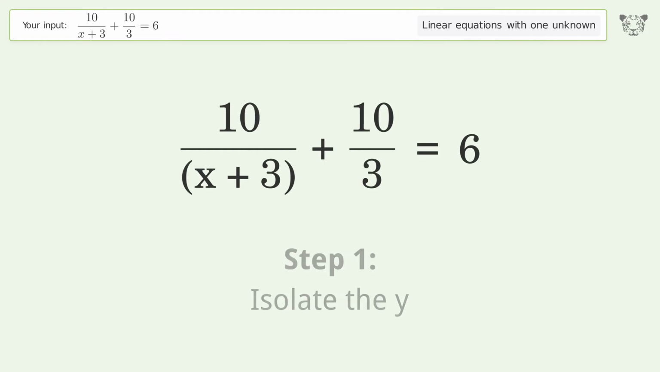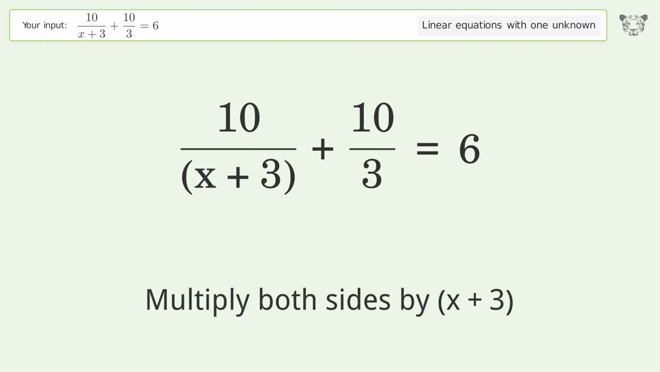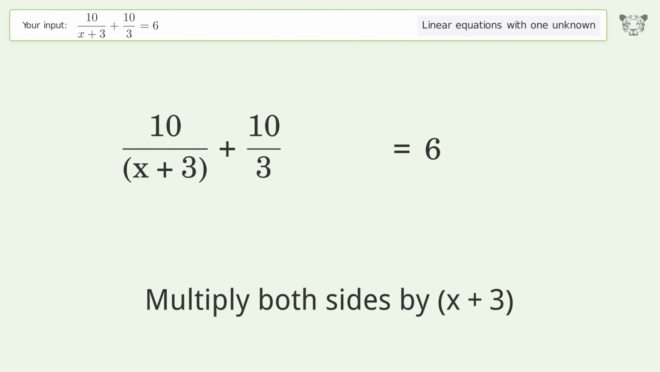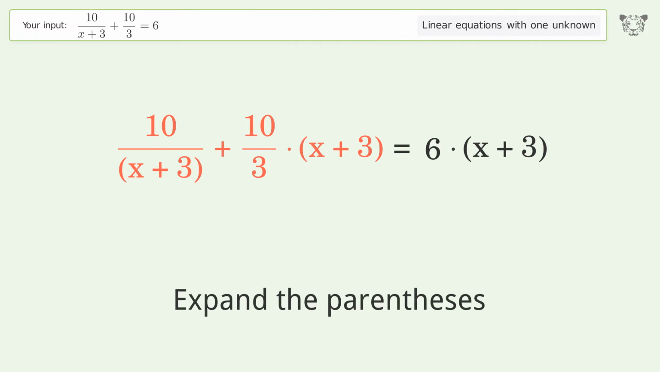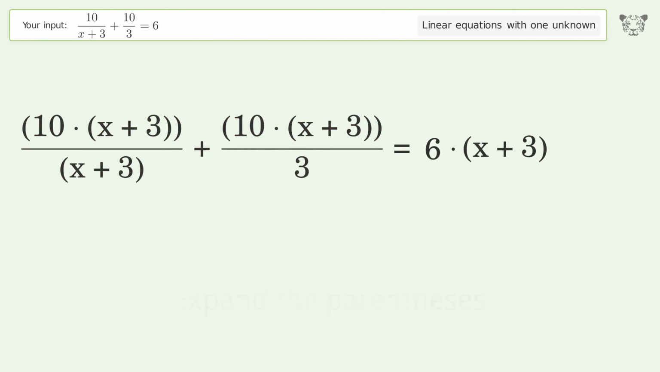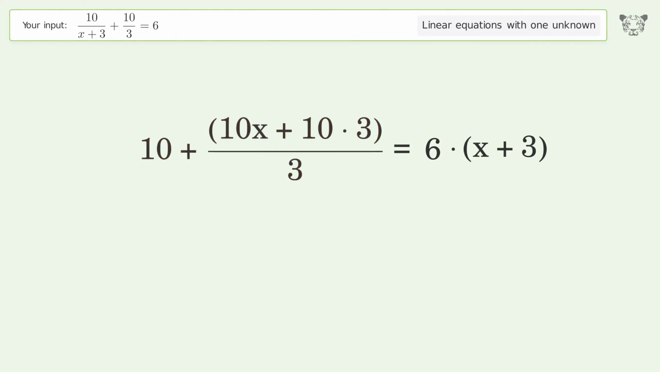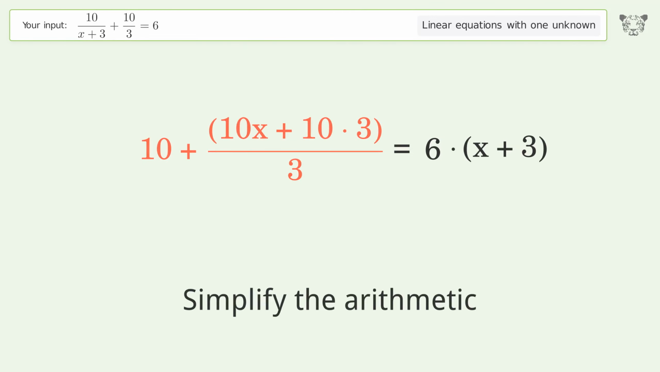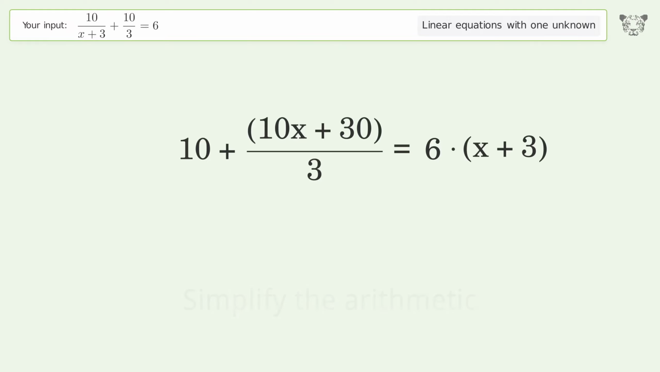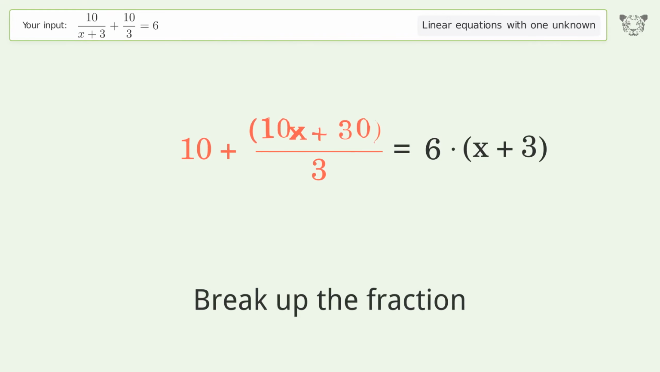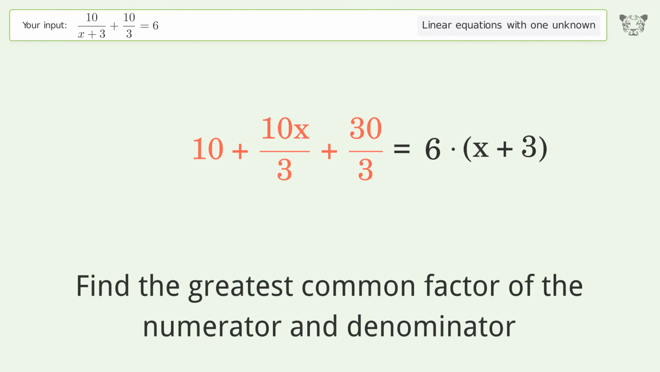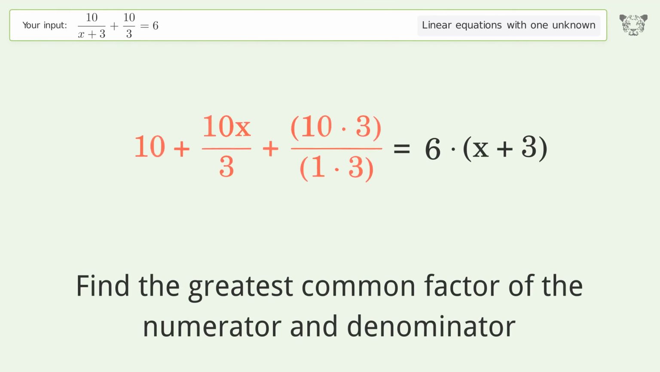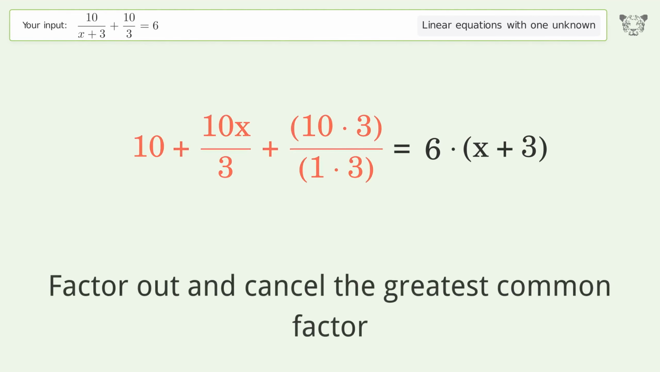Isolate the y. Multiply both sides by x plus 3. Expand the parentheses. Simplify the arithmetic. Break up the fraction. Find the greatest common factor of the numerator and denominator. Factor out and cancel the greatest common factor.